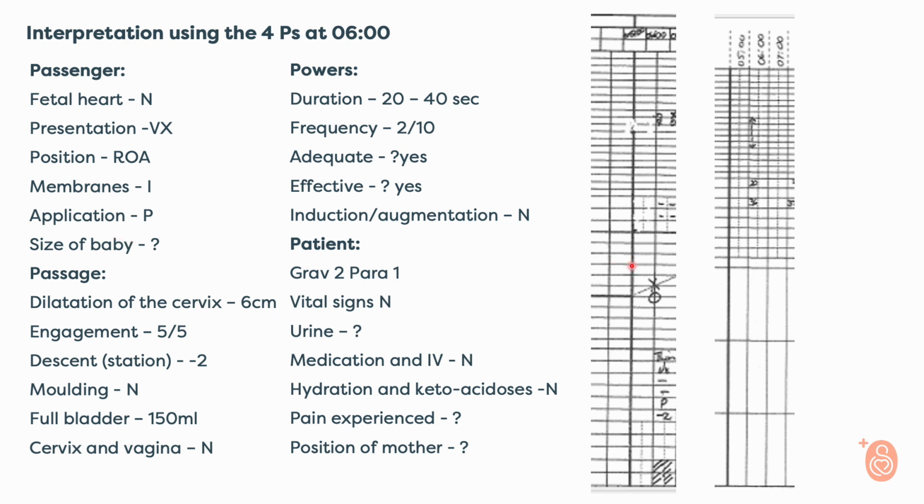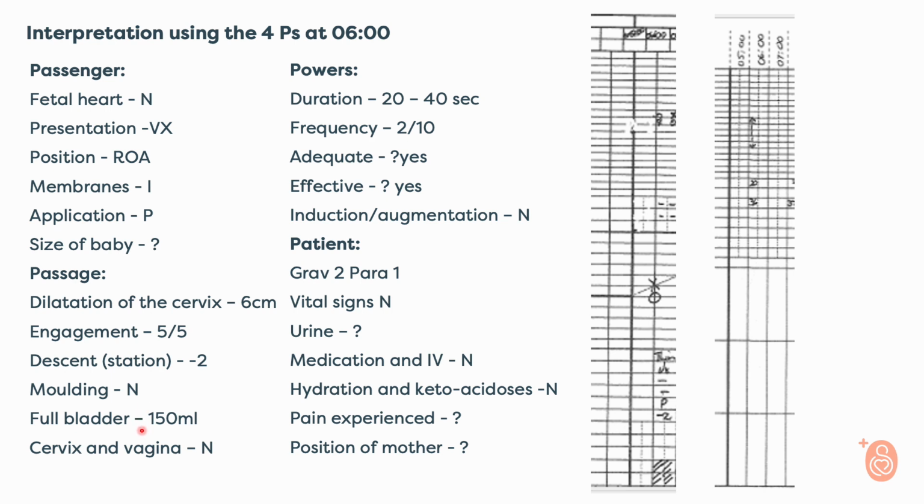When we look at the passage, we see that the patient is now, as I've said, 6 centimeters dilated. So she obviously has progressed from the latent phase, and she's now in the active phase of labor. Our problem here is the fact that the head is still high. It's still 5/5 above the brim, and the station of the fetal head is still -2. Fortunately, there's still no molding.